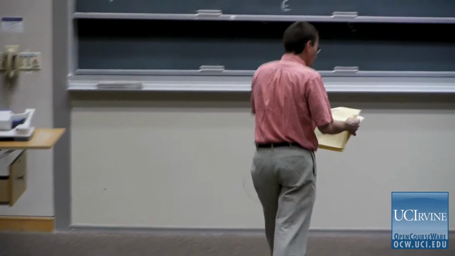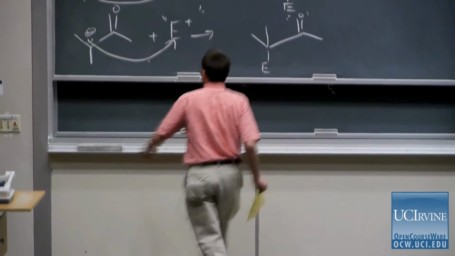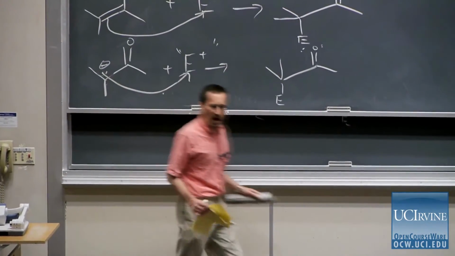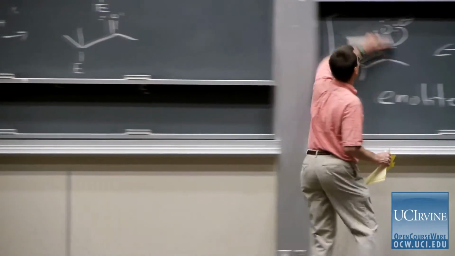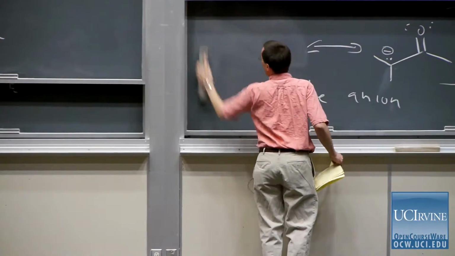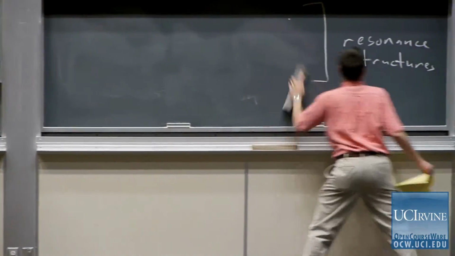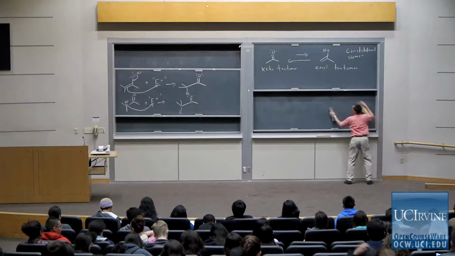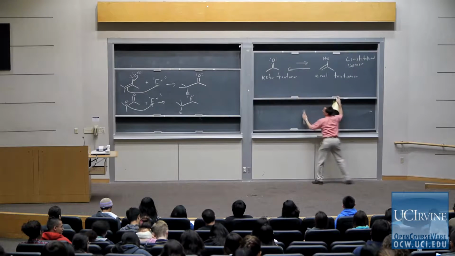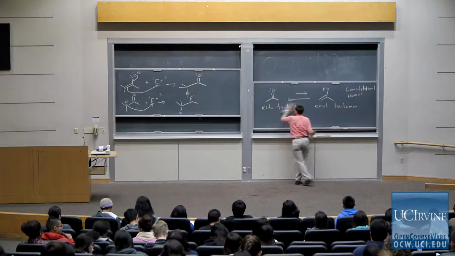All right. Let's move on to some specifics. So this provides an overview. This provides a very generic introduction to the chemistry of enols and enolates. And now let's talk a little bit about some specifics about the prevalence.